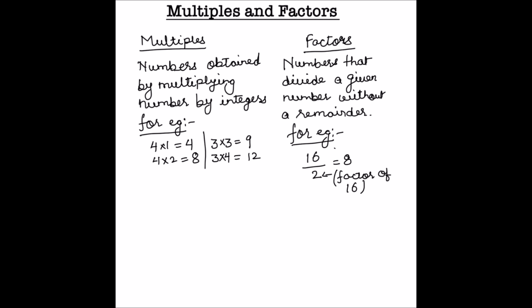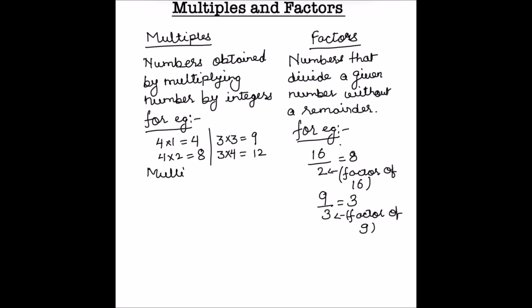Similarly, if we divide 9 by 3, then we get 3. So 3 here is the factor of 9. So these are factors. So factors are numbers which divide a given number without leaving a remainder. On the other hand, multiples we get by multiplying a number.